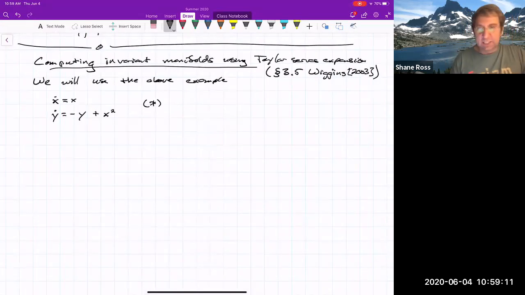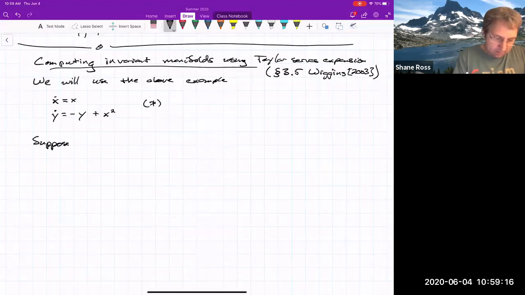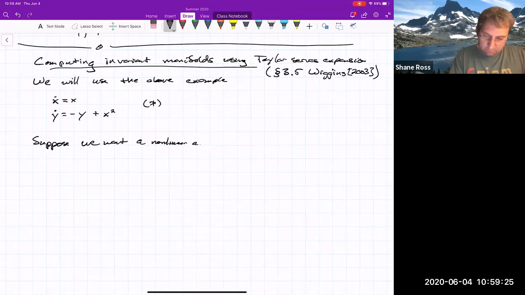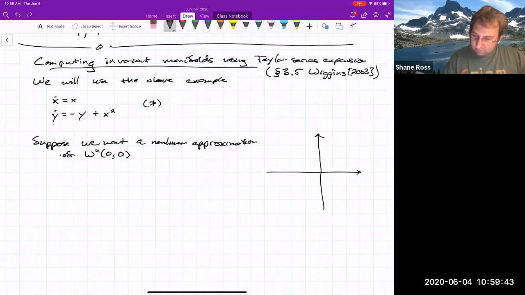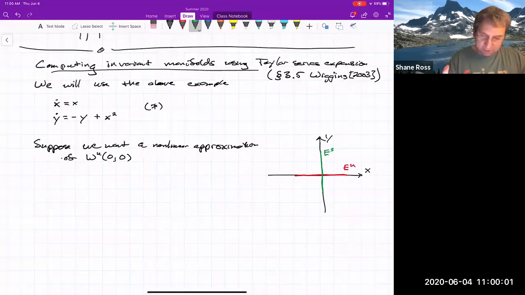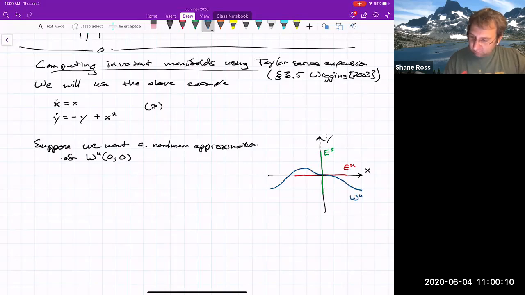And we've already done the linear analysis, let's say. Suppose we want a nonlinear approximation of the unstable manifold of the origin. Then, what does that mean? All we know so far is that the x-axis is the unstable subspace and the y-axis is the stable subspace, but we'd like to know something about what this looks like. We want to get this local approximation of the unstable manifold.